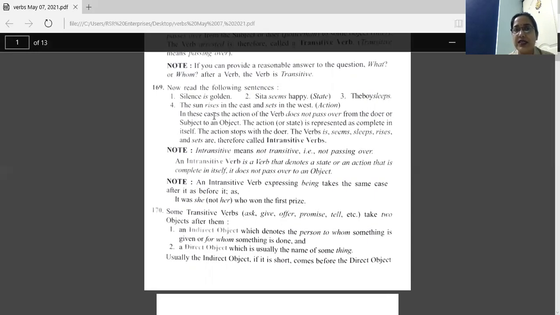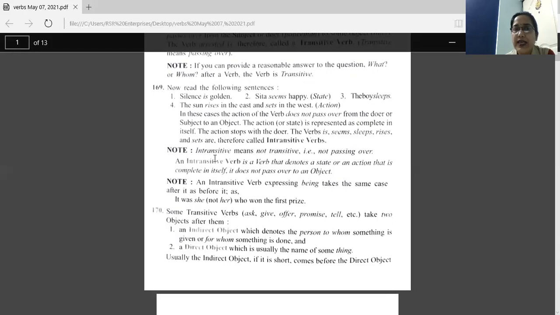Whatever this subject is doing, it's not passing over to an object. The action or state is represented as complete in itself. The action stops with the doer. The verbs is, seems, sleeps, rises, and sets are therefore called intransitive verbs. In these sentences, we don't have any object. The sentence is getting over with the verb only. They are not passing over to an object. So these verbs are known as intransitive verbs.